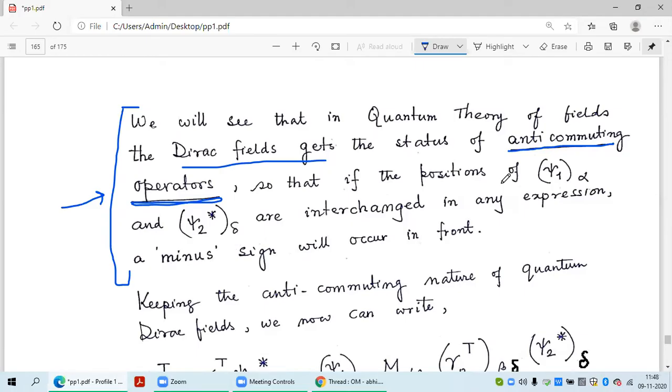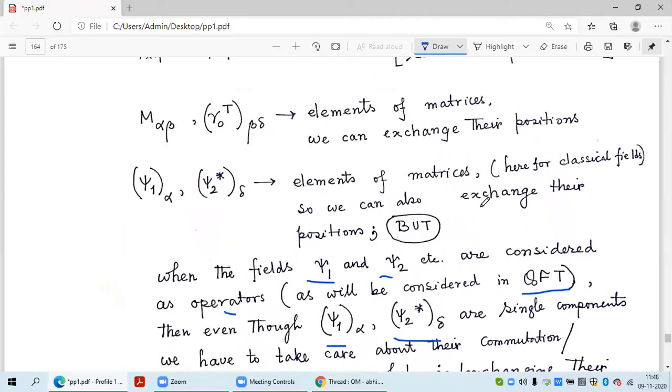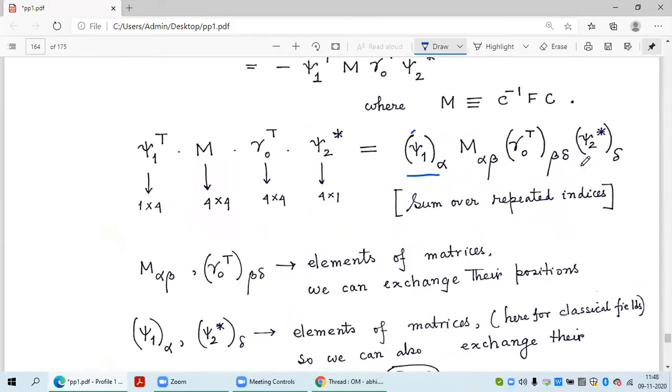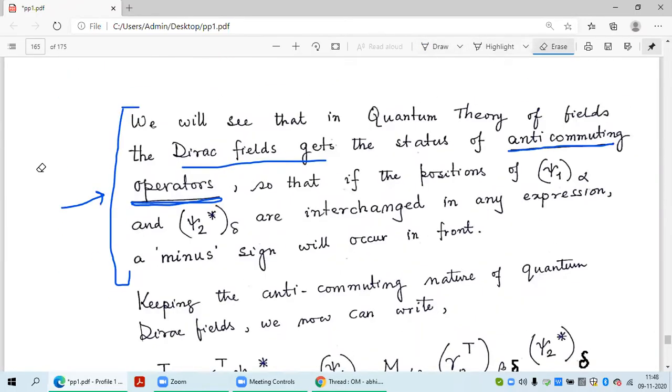But for our discussion, I just borrowed these ideas for Dirac fields, and we will use the fact that these fields are anti-commuting fields. That means when we exchange their positions, one minus sign will come in the front. Clear? Clear means these things will not be clear because I have not discussed it yet, because Sanjay will discuss it, or I will also discuss it in due course.